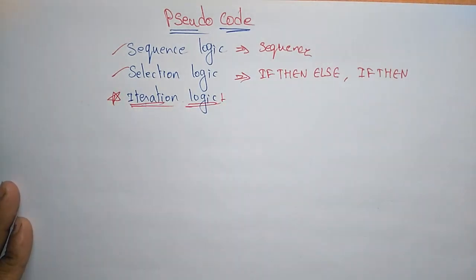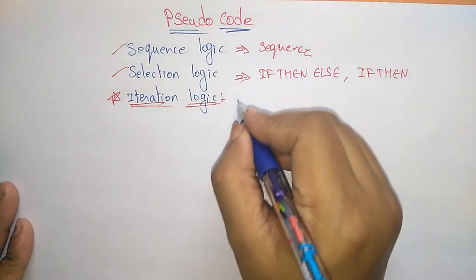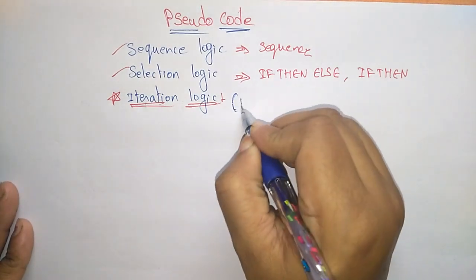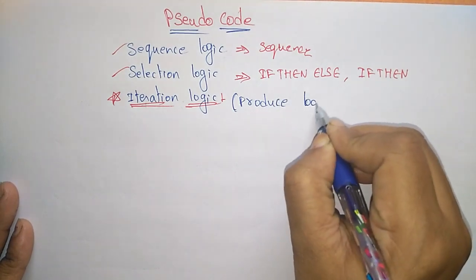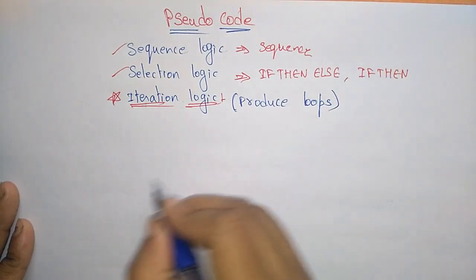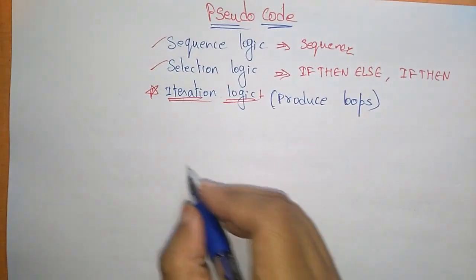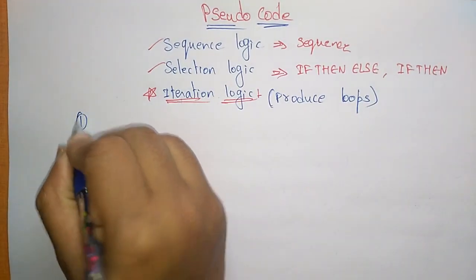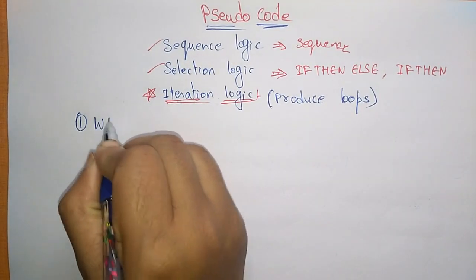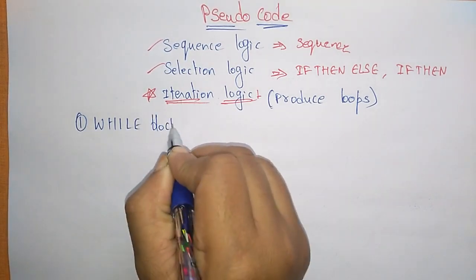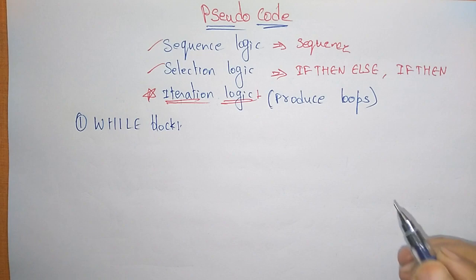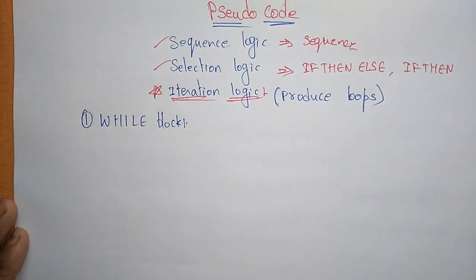Now let us see what iteration logic is. Iteration logic is used to produce loops. The first iteration logic is the while block. Let us see the flowchart and the pseudocode for this while block.